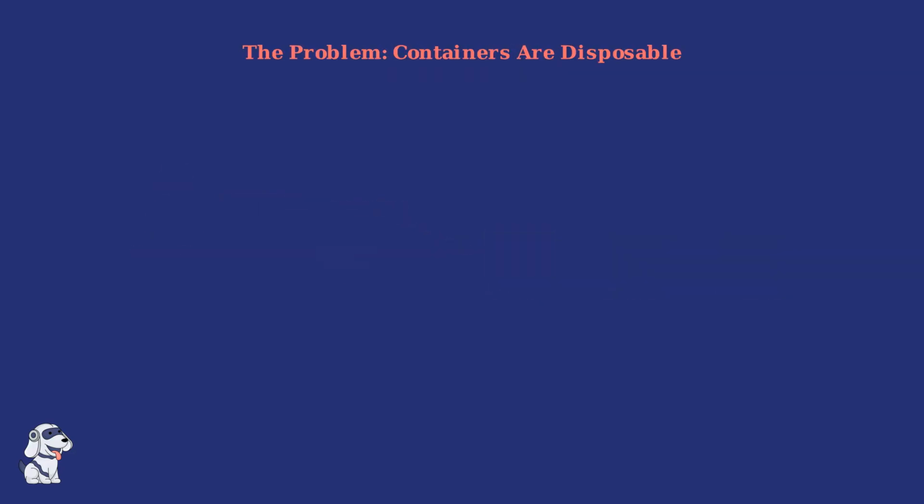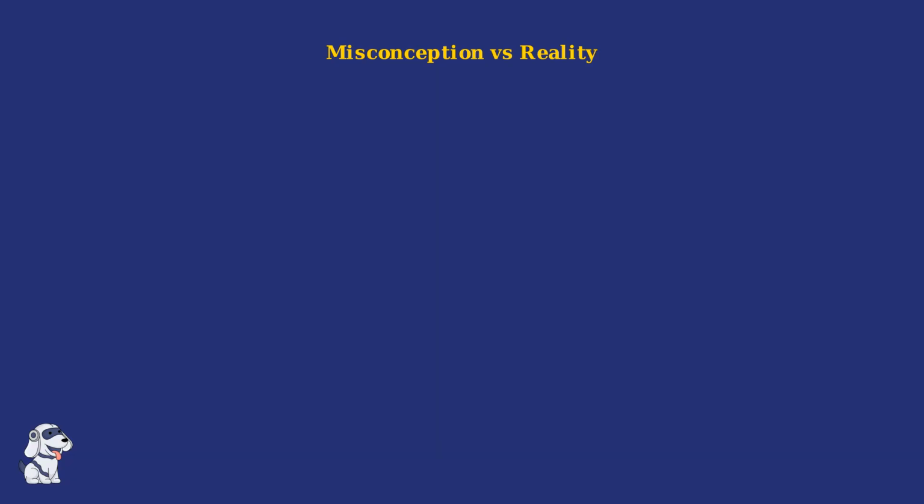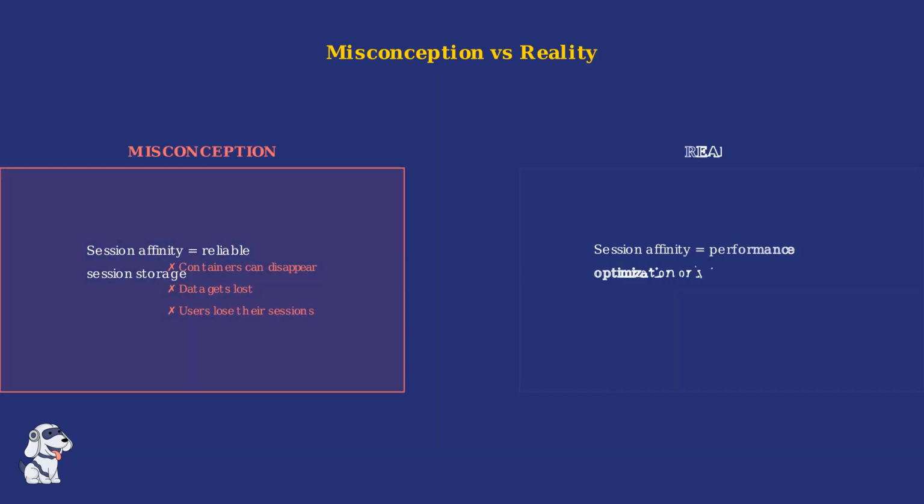Here's the critical flaw. Cloud Run containers are completely disposable. They can be shut down at any time due to scaling, updates, or resource management. When this happens, all local session data is permanently lost. The key misconception is thinking that Session Affinity provides reliable session storage. In reality, Affinity is only a performance optimization that can reduce latency, but it cannot guarantee data persistence.